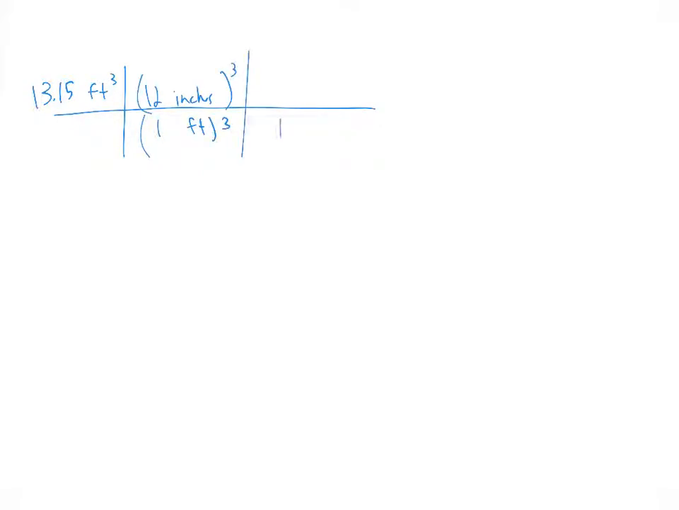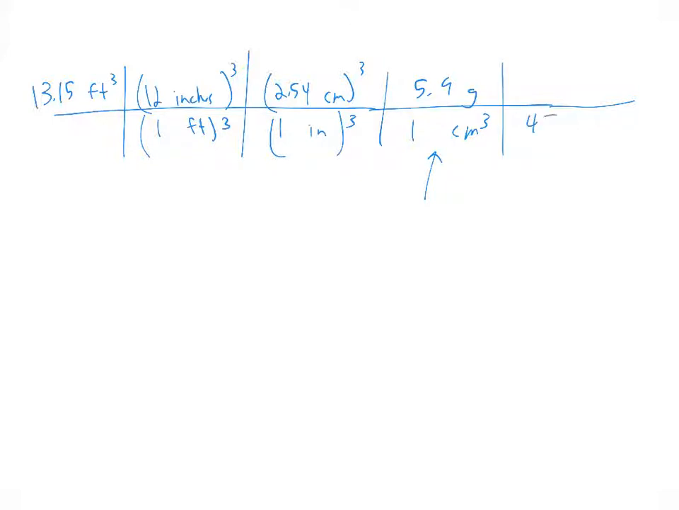Let's move to the next slide. 13.15 feet cubed. And I need to somehow get this into either centimeters cubed or milliliters. So I know that 1 foot is 12 inches. So if I cube those, and I know that 1 inch is 2.54 centimeters. So if I cube those, I know that 1 centimeter cubed is 5.9 grams. So this is the conversion that came from the question. And I know that 453.6 grams is 1 pound. So now I can do the math.